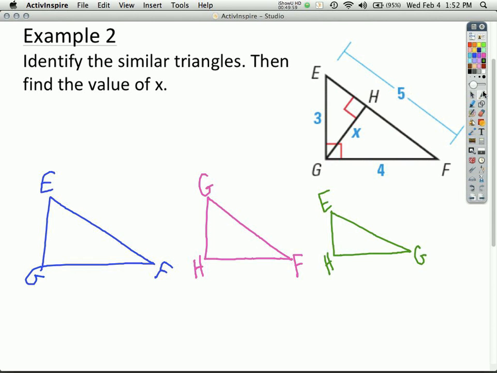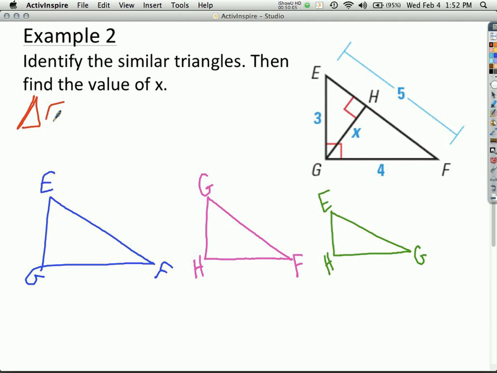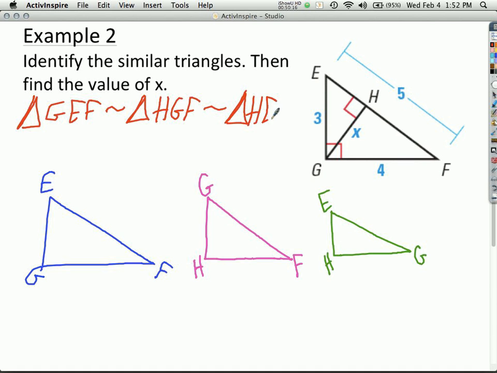I could go ahead and make a similarity statement. It's not a big deal. If I wanted to, I could say triangle GEF is similar to triangle HGF is similar to triangle HEG. So I've identified the similar triangles. That's not a big deal. So we have a similarity statement, but that's not the most important part. The idea now is to use this setup to find this missing piece of information.